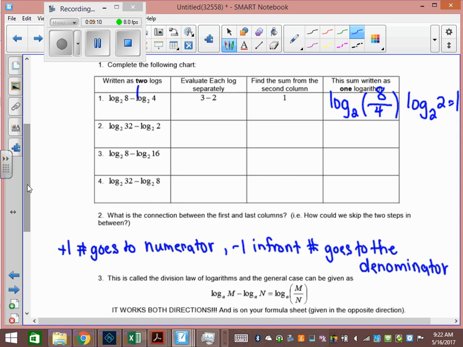What happens if you had 2 with negatives in front and none with positives in front? They're both on the bottom, and what's on the top? 1. Okay?